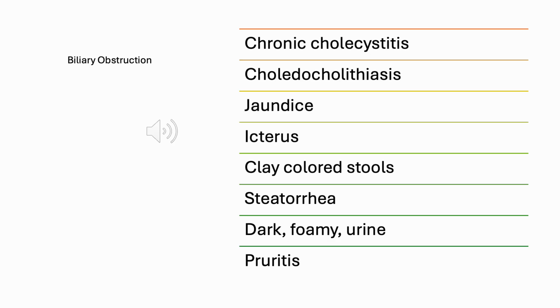Clay-colored stools, because bile gives our stools the brown color. Steatorrhea means fatty stools. They're foul smelling and they float. They're floaters. And the urine is dark and foamy. It could look like beer, like a brown colored beer. And then pruritus I talked about. That's intense itching of the skin.